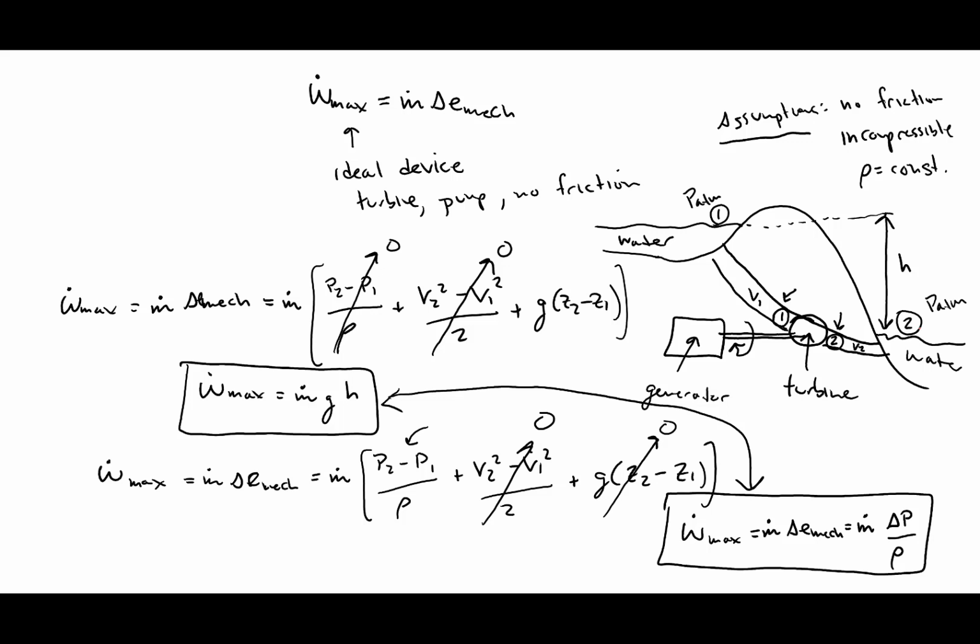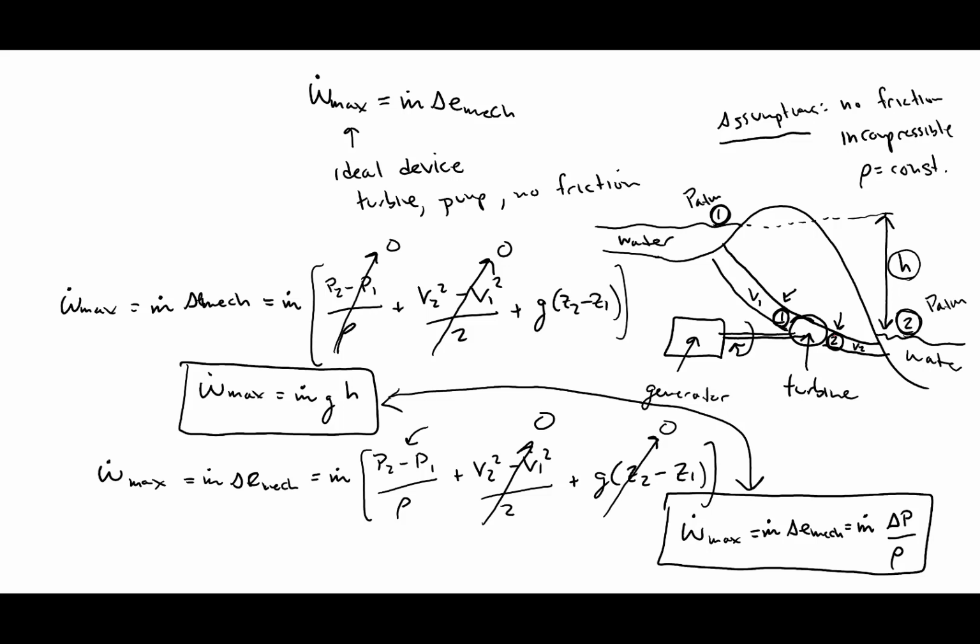So when you set up your problem, you want to specify where your reference points are based on the information you have. So if you're given the height, then you would want to put your reference points at the top and the bottom of the height. If you're given, say, the pressure drop across the turbine, then you would want to specify your reference points across the turbine.